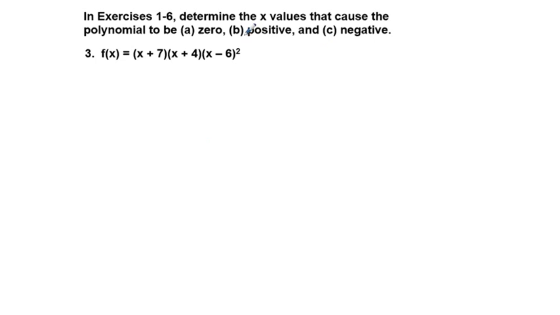Here we have, we're going to set this equal to 0, so put 0 equals x plus 7, x plus 4, and quantity x minus 6.